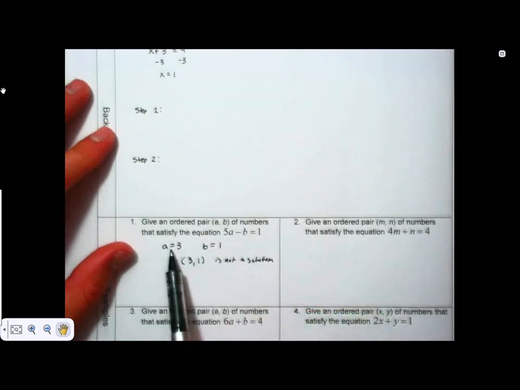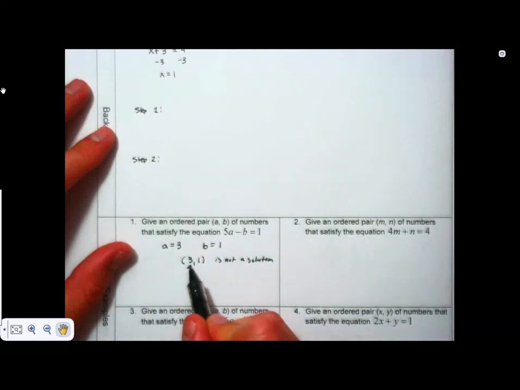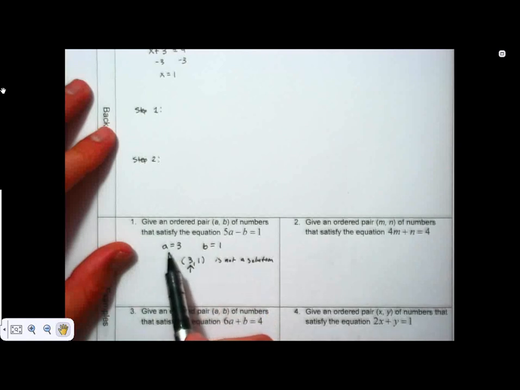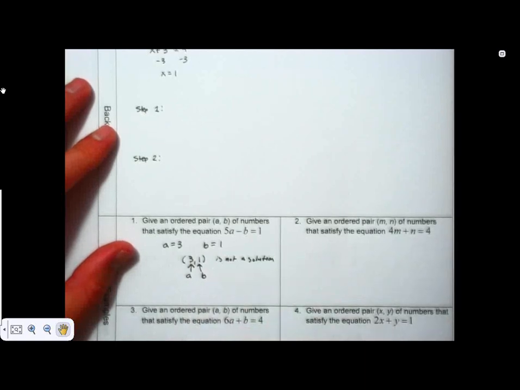So notice how I've abbreviated this A equals 3 and B equals 1. What I've done is I've written it as an ordered pair. And so again, with an ordered pair, the first number is going to correspond with the letter that would appear first in the alphabet. So what I would know is that since my equation contains A and B, the first number is my A number, the second number is my B number. Okay, well, just reasoning back a little bit, if I plug my 3 in for A, that would have given me 15. Can you think of a number that I could subtract from 15 that would give me 1 as an answer?